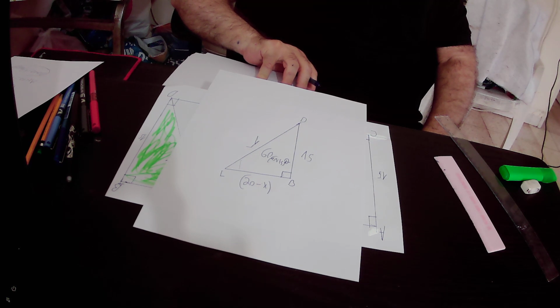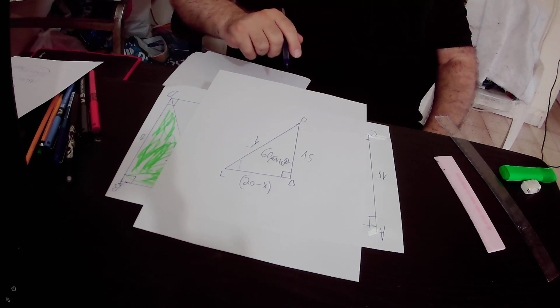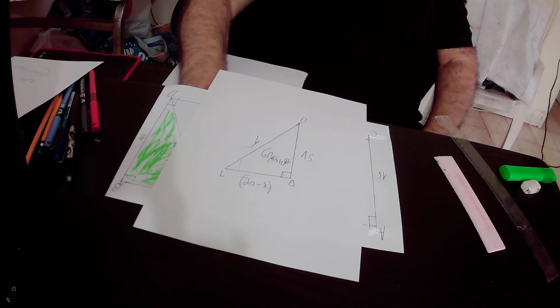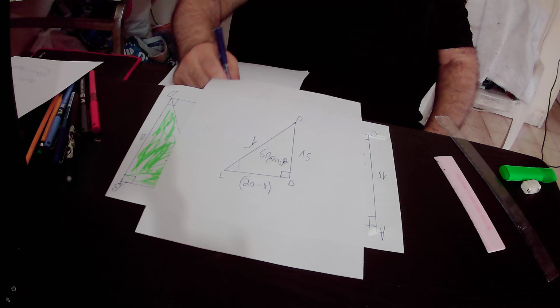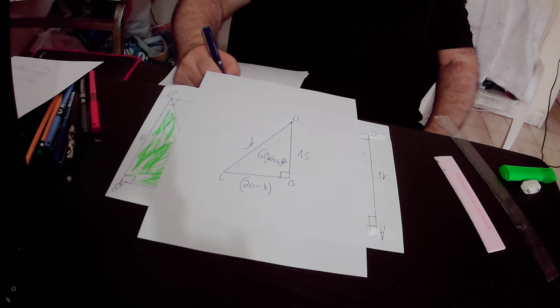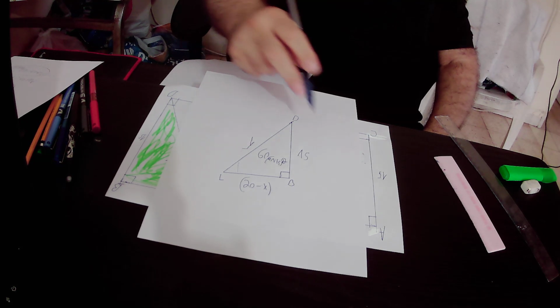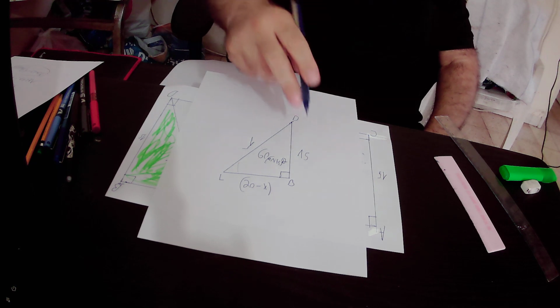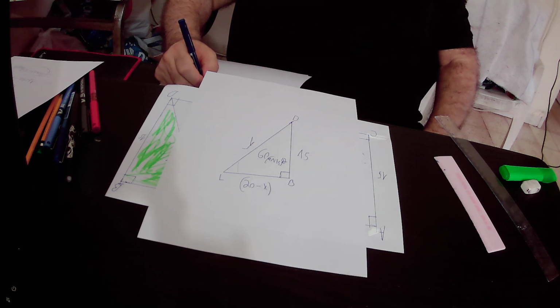Actually, we can use the formula for the area of a triangle in order to find out the value of x. And the formula for the area of any triangle is actually the base of the triangle times the height to the base over 2.